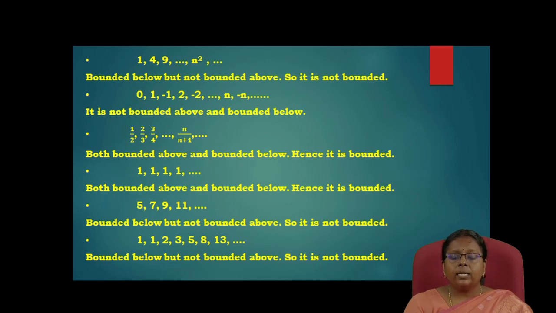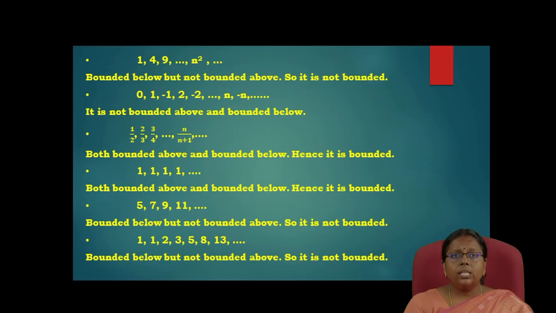If we consider the sequence consisting of the set of all integers, it is neither bounded above nor bounded below. That means we cannot find a number such that every element in the sequence is less than or equal to it, or greater than or equal to it.